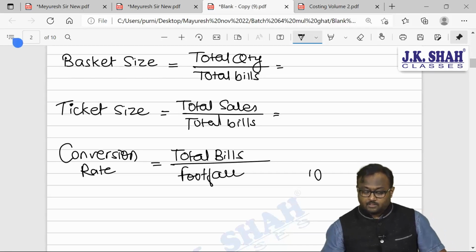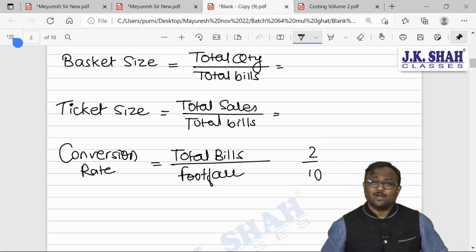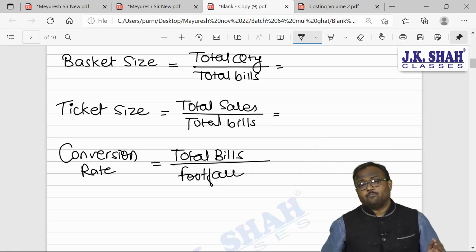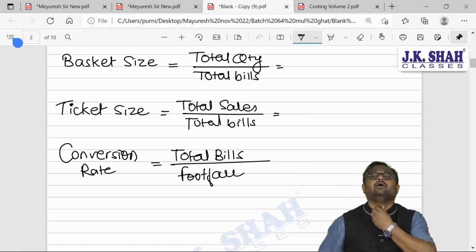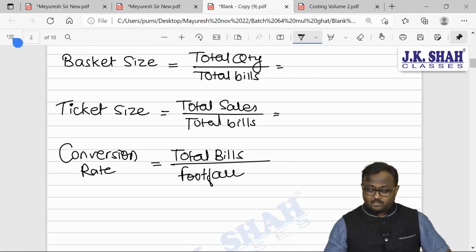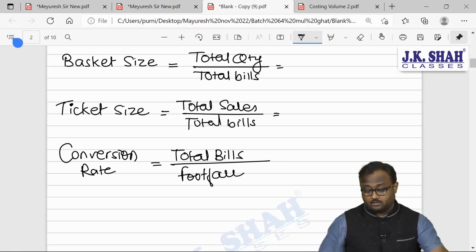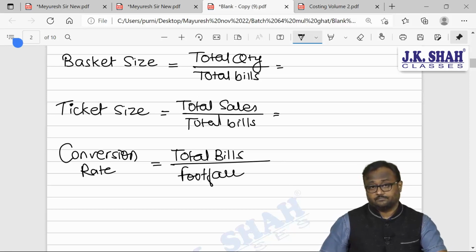If 10 people enter and 2 bills are made, so it is 20%. If 10 people enter and 2 people are getting the billing done, so it is a 20% conversion rate. So these are the 3 important factors which I feel can be taken as KPI.